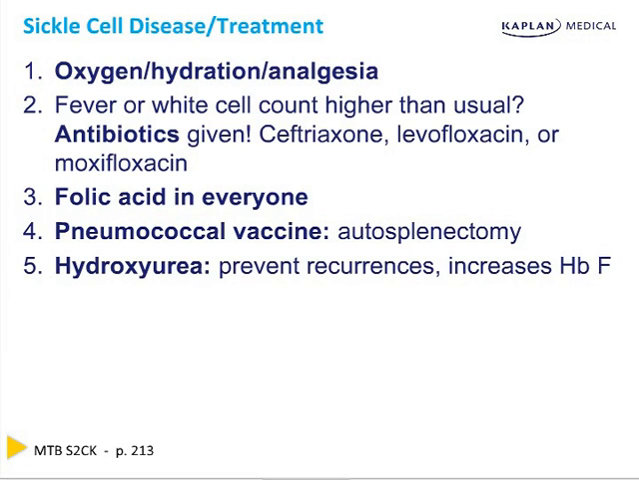Hydroxyurea prevents recurrences by increasing hemoglobin F. Now, it doesn't increase hemoglobin F by like 40%, but just an extra 2 or 3 or 4% of fetal hemoglobin is enough to decrease the recurrences of crises. You use hydroxyurea if people have 3 or 4 crises a year or more. You don't use it on someone who has 1 crisis a year because, 1, it's hard to demonstrate a benefit. 2, in long-term use, hydroxyurea is associated with a risk of secondary malignancy.